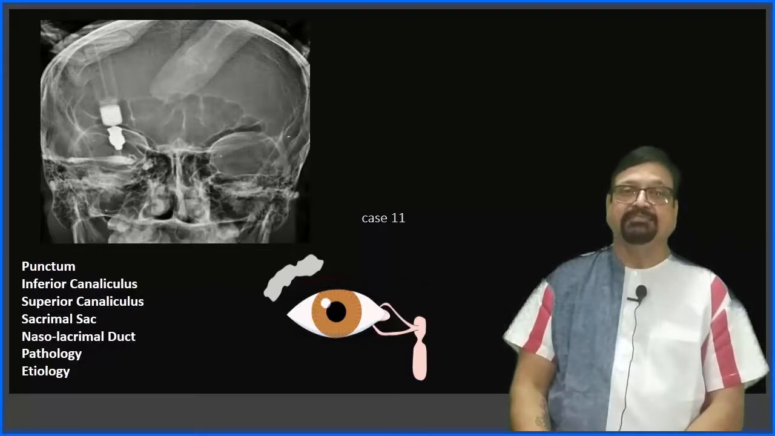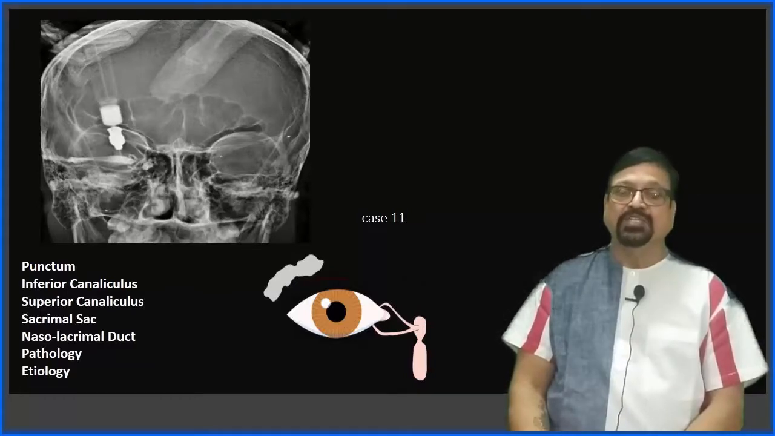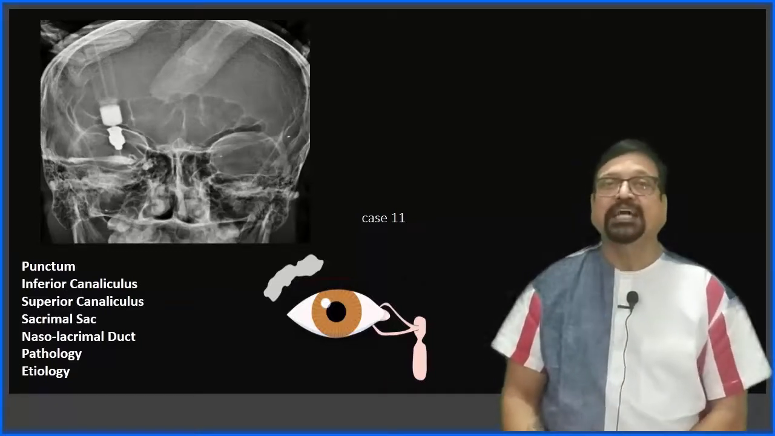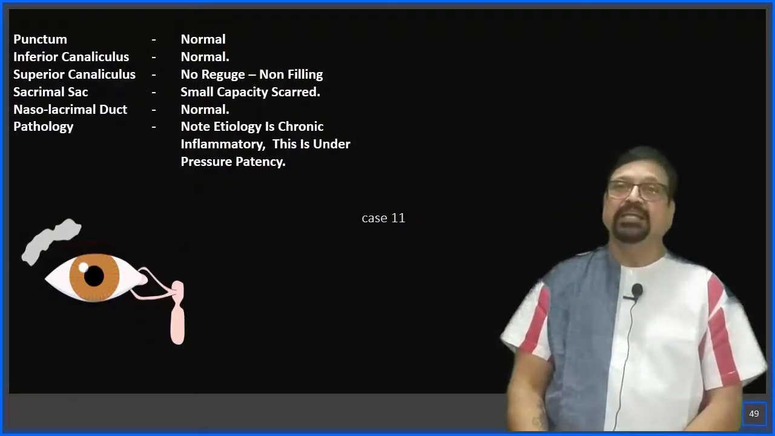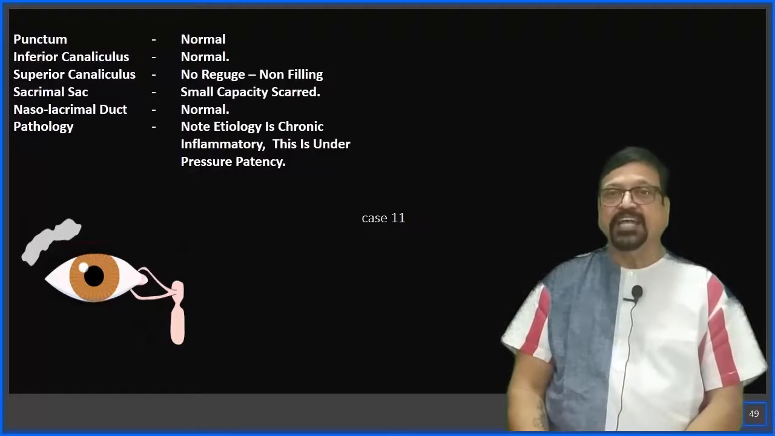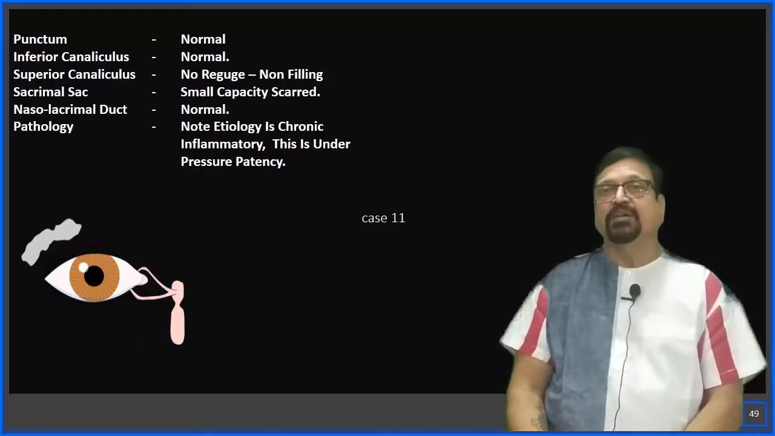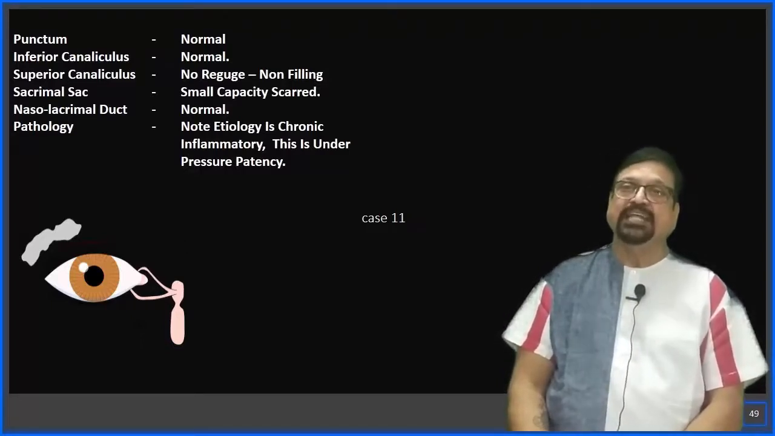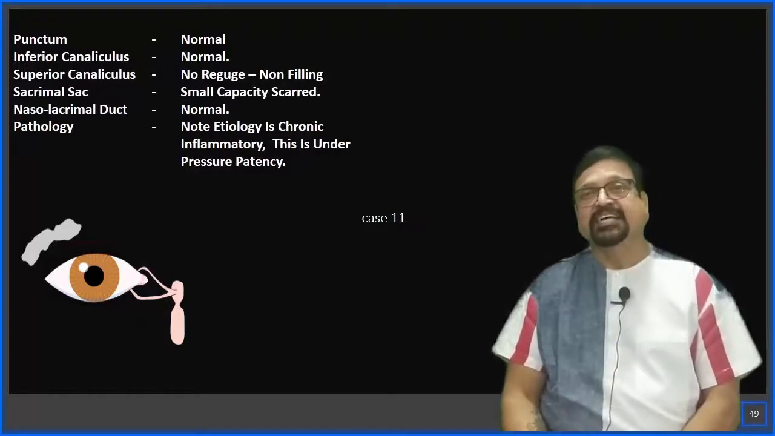You have made a finding, made use of the template, you have written what was there, or in your mind you are sure. Now see how much you are correct. Punctum is normal, inferior canaliculus normal, then there is no leakage, small capacity sac, then the chronic inflammatory etiology is okay, and with the pressure, there is patency.